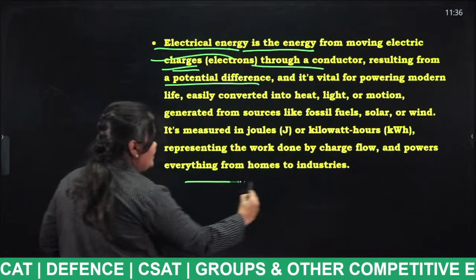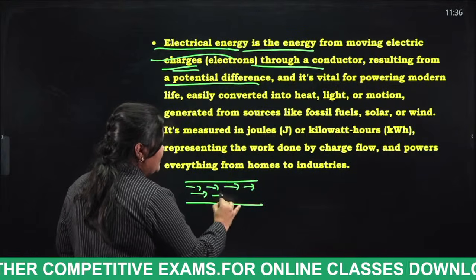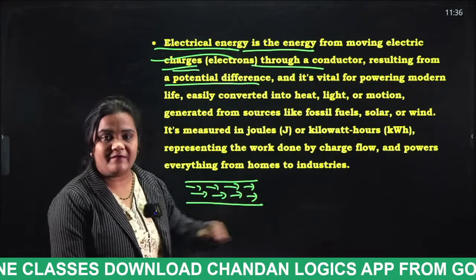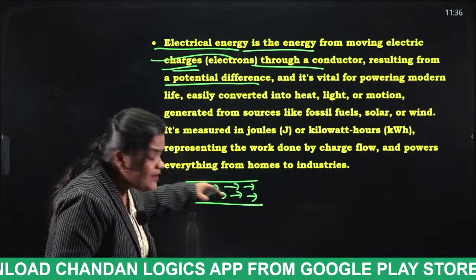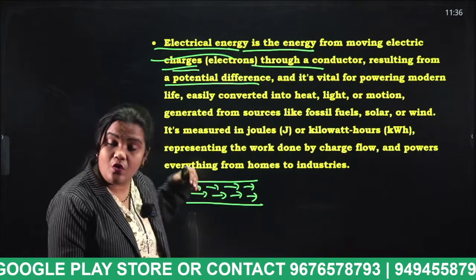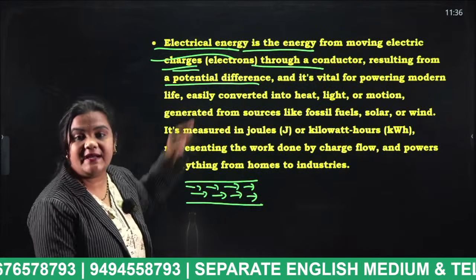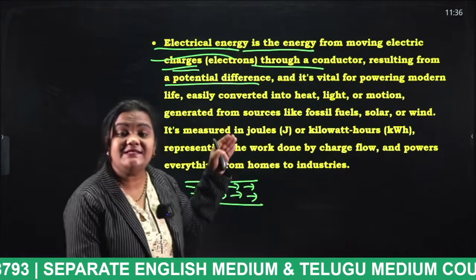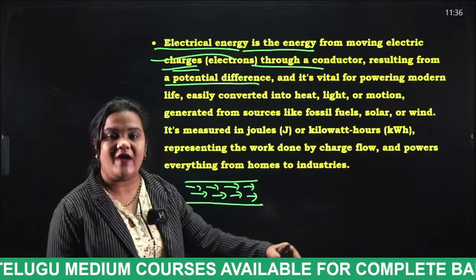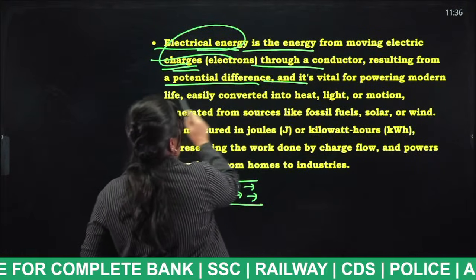Okay, so I have told you that. So this is a copper wire, and the electrons are moving. The charge is nothing but the negative electron. Electrons are moving in this copper wire. Now how are the electrons moving, students? For the flow of the electrons, that requires energy, right? For the flow of charges, the charges require energy, and that energy is considered as electric energy. Electric energy is nothing but the energy required for the flow of charges in a conductor or a copper wire, and it is vital for powering modern life.